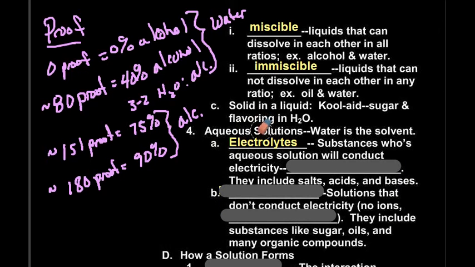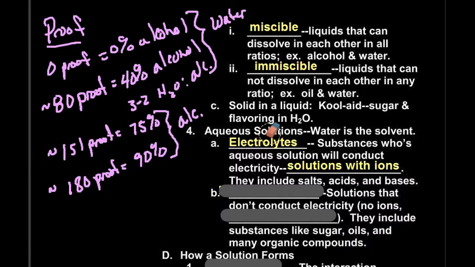Okay? In aqueous solutions, generally we have electrolytes. These are substances whose aqueous solution will conduct electricity. Okay? And these are solutions with ions. They're charged particles that will go back and forth, and they will actually conduct electricity.